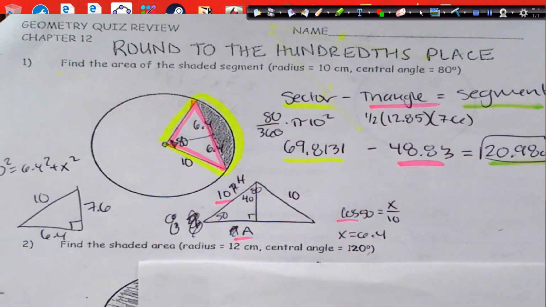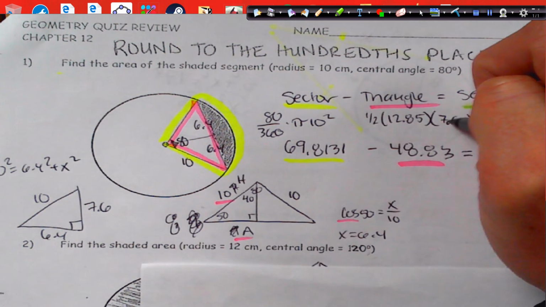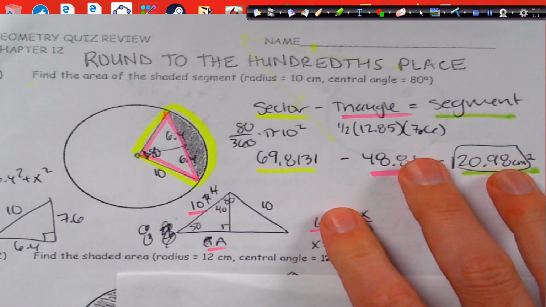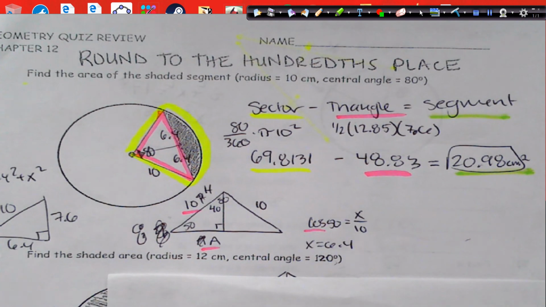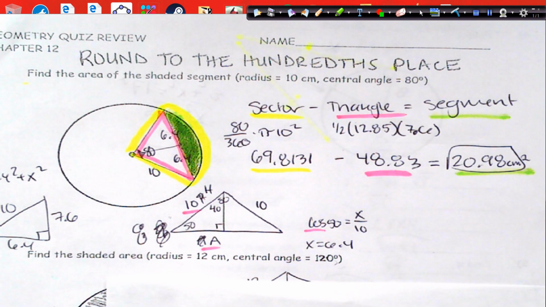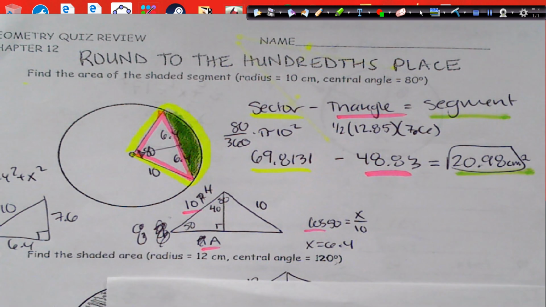That's 7.6, not 76. And I got 48.83, subtracted them, and that's how I wind up with the green segment, which is the shaded part. And that is 20.98 square centimeters.